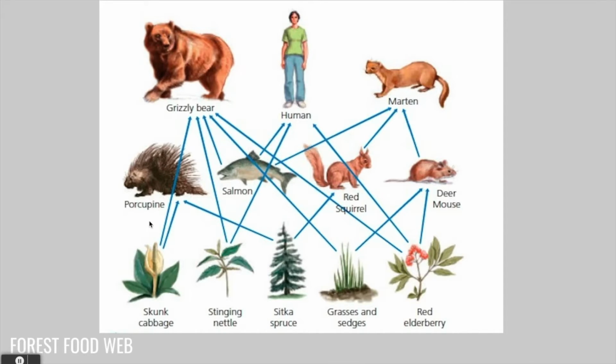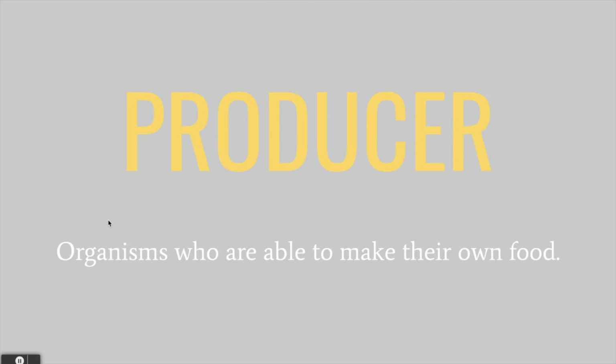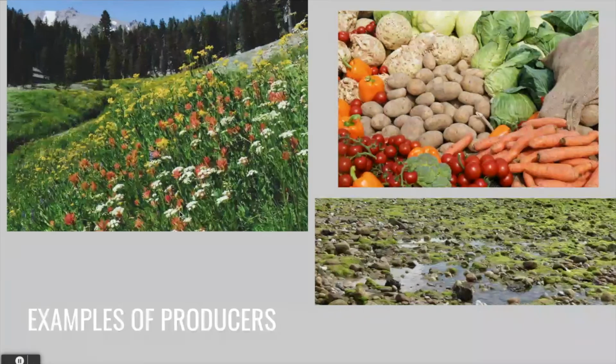Now, these different plants and animals each play a different part. Let's talk about the different parts. Let's start with producers. Producers are those organisms who are able to make their own food. Remember, organisms are all living things, so that includes plants and animals. Producers, like flowers, trees, vegetables, and algae, are all examples of producers. These producers don't need to eat another organism for energy.